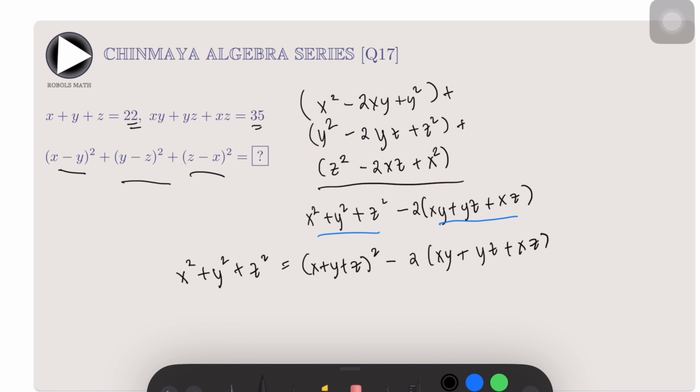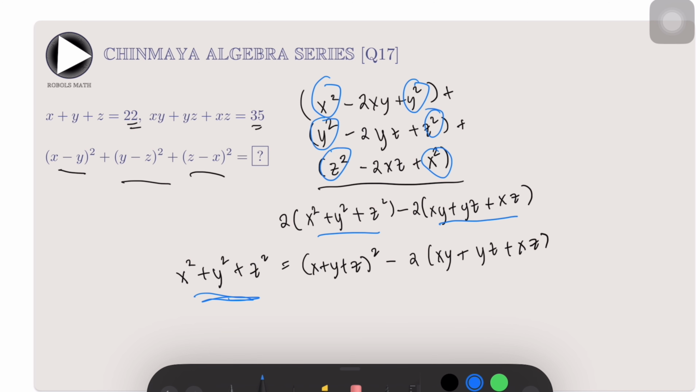Actually, going back, this is not just x squared plus y squared plus z squared. This is in fact twice that sum because we have 2x squared in the sum, 2y squared, and 2z squared. So actually this is just 2 times (x squared plus y squared plus z squared). Anyway, going back to this sum of squares, it is just equivalent to the square of the sum minus 2 times (xy plus yz plus xz).